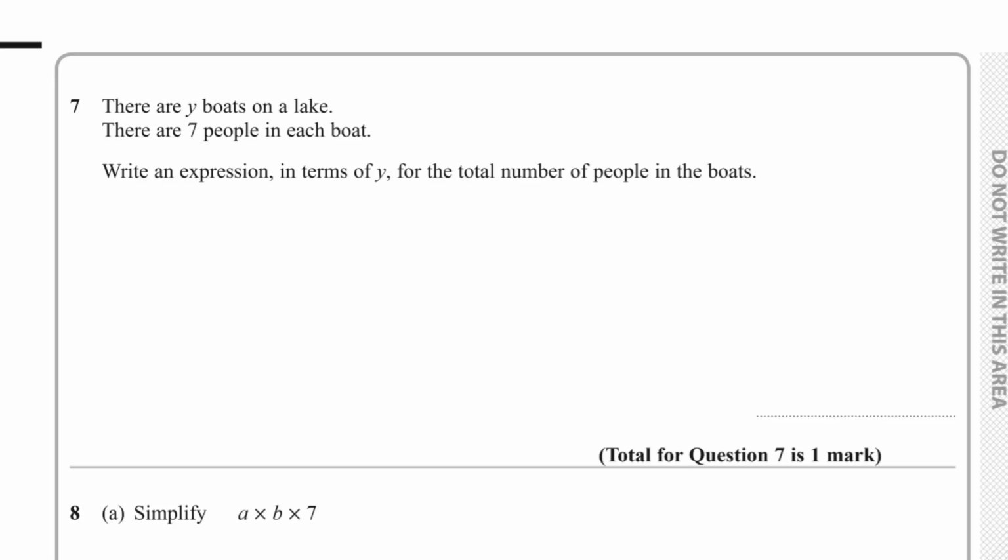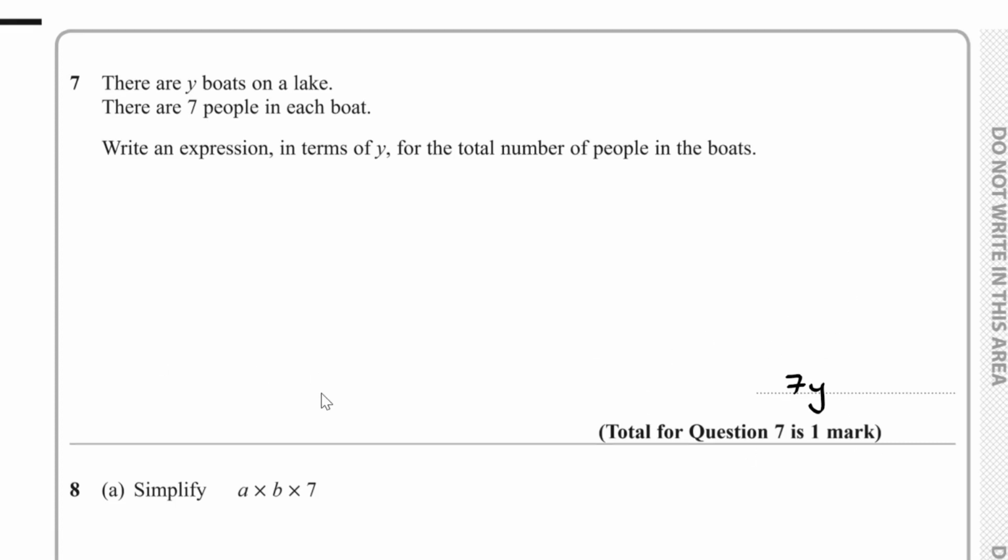Question number 7. There are Y boats on a lake. There are 7 people on each boat. We have to write an expression in terms of Y for the total number of people in the boats. Well, if there's Y boats, 7 people in each boat, we multiply Y by 7 to find the total number, so therefore the total number is 7Y. Of course, it's an expression, so we just leave it as 7Y.